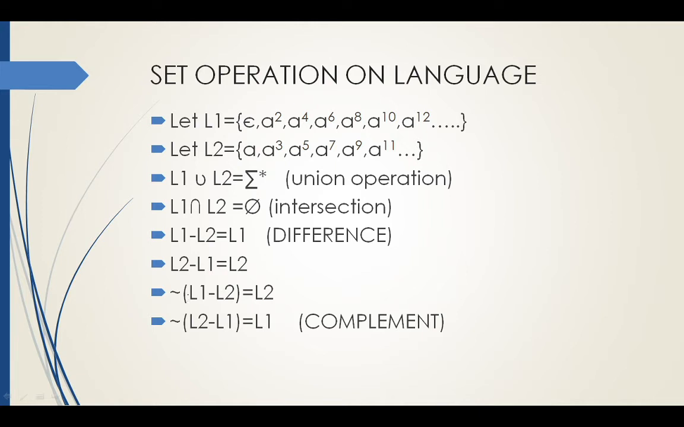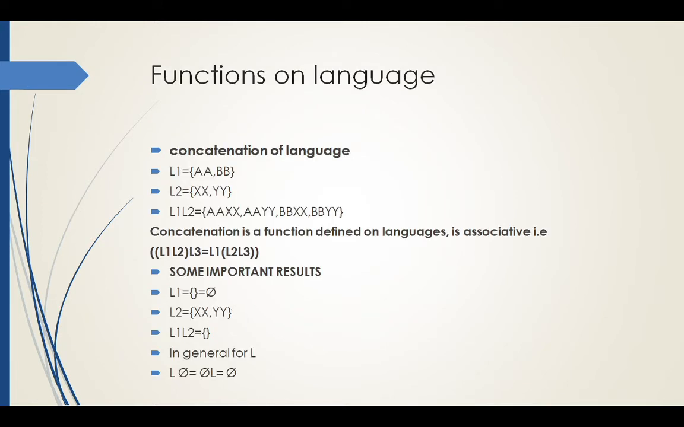Next, the negation of L1 minus L2. So L1 minus L2, what do I get? L1 only. So the negation of this, I will get what? L2. Okay, so L2 minus L1, what do I get? I'll get L2. So the negation of L2 is what? L1. This is called a complement operation on languages.